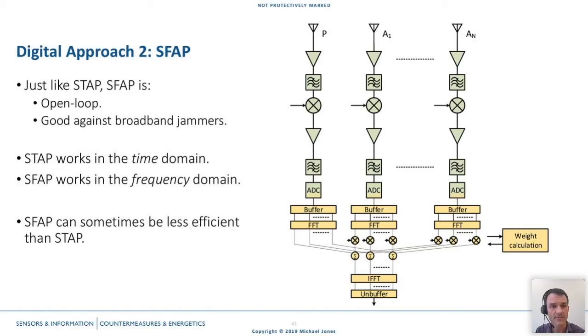There are a lot of arguments going around about whether STAP or SFAP is better. I would say they are both equally good. They're both equivalent, but it really comes down to the efficiency of the implementation. Depending on what you're implementing this on, whether it's an FPGA or an ASIC or some other kind of way, SFAP can sometimes be a bit less efficient to implement than STAP. But in broad terms, they're equivalent, and they're both very, very powerful anti-jam techniques used by the military.